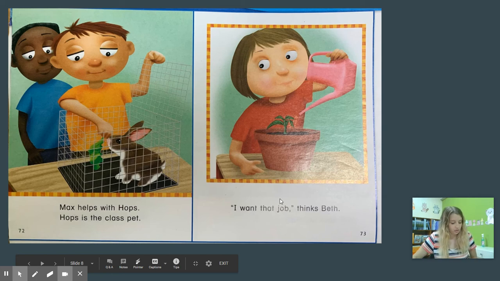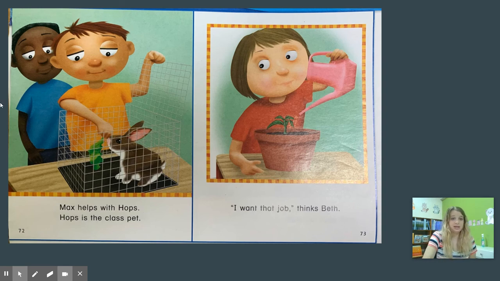All right, so who takes care of Hops? Max. The sentence is Max helps with Hops. So does Max like his job? How can you tell? Max likes his job. You can tell because he looks happy. So how is Beth's job different from Max's job? Well, Beth takes care of the plant and Max takes care of the rabbit.